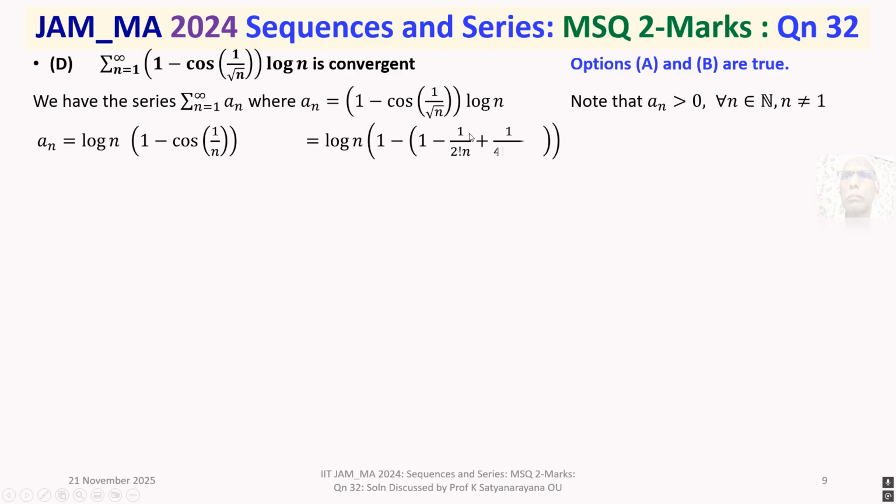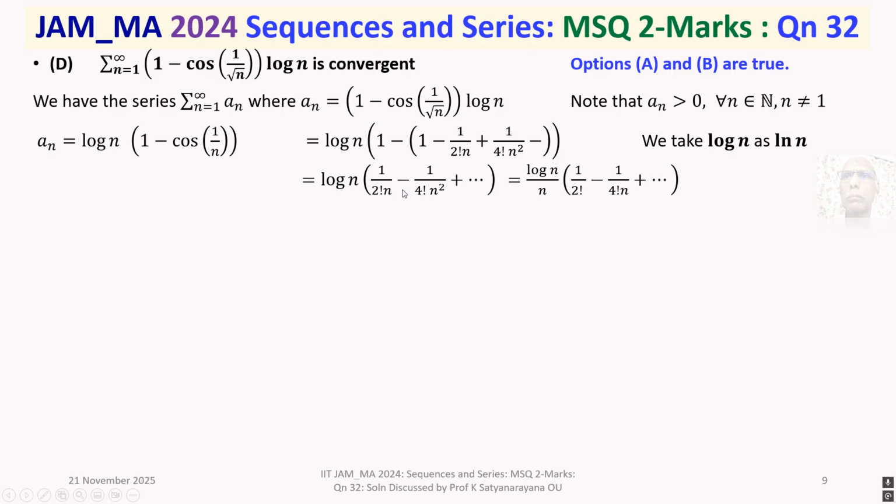Now we write the expansion for cos of 1 by n. Log n multiplied by 1 minus cos 1 by n expansion. 1 minus 1 by 2 factorial into n plus 1 by 4 factorial into n square minus and so on and so forth. Log n is the natural logarithm ln n. Expand now. Take out this minus sign, minus 1 plus 1 cancels, and you are left with log n into 1 by 2 factorial into n minus 1 by 4 factorial into n square.